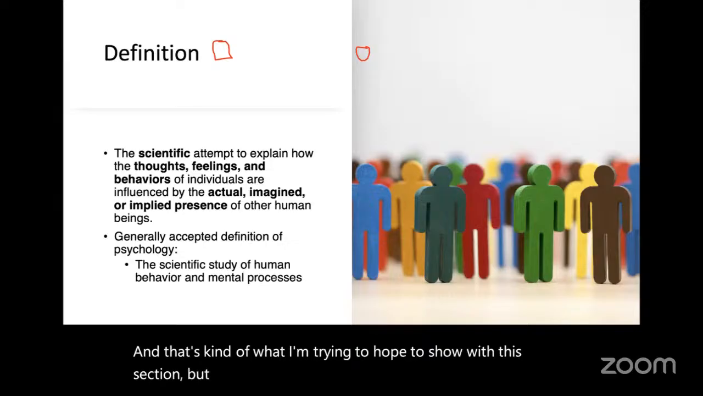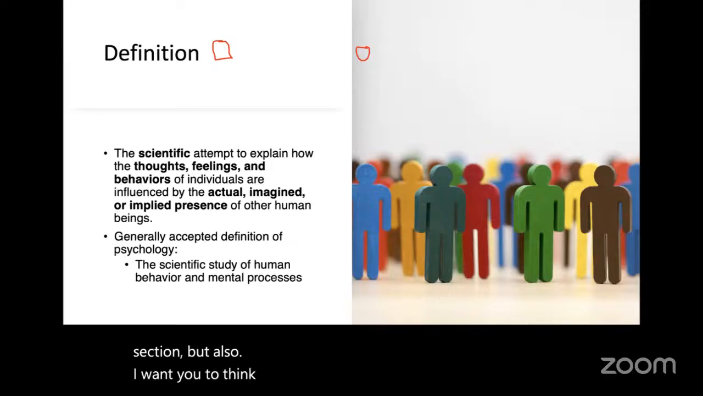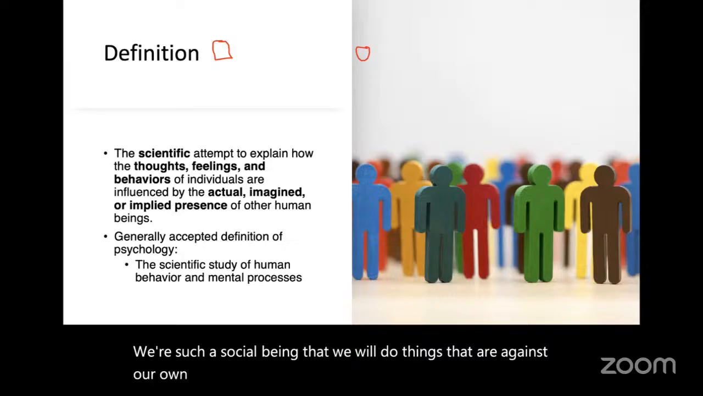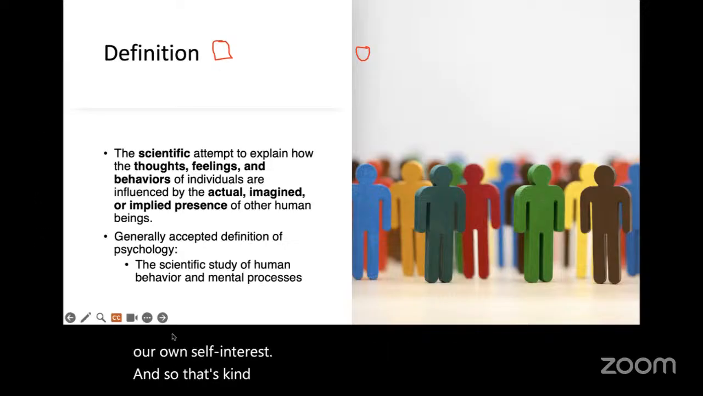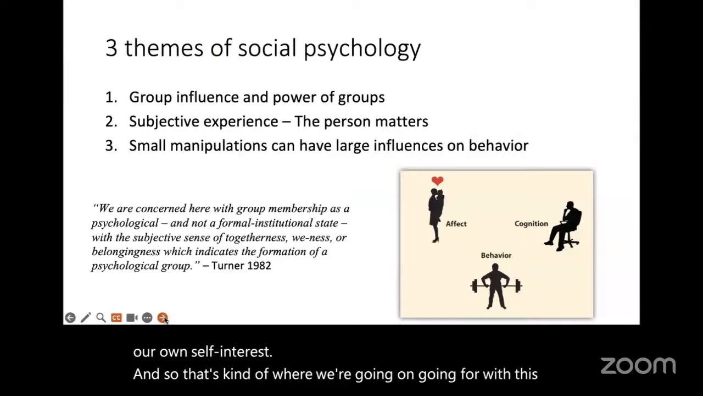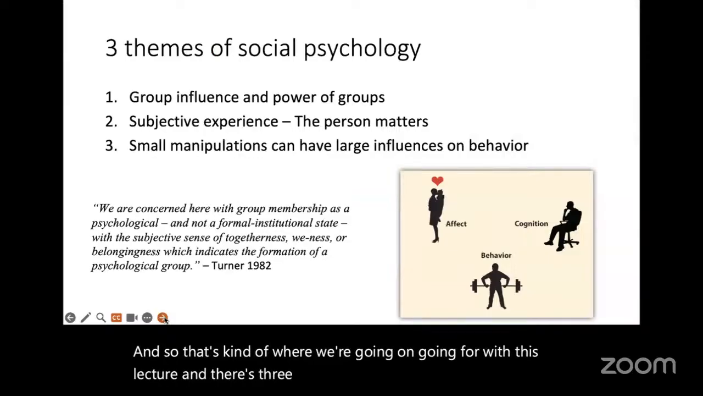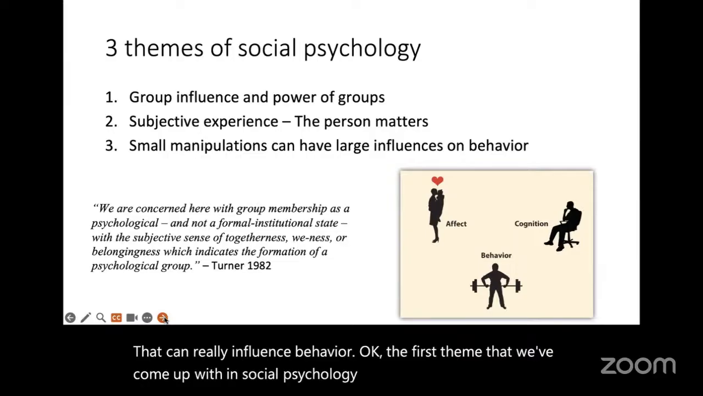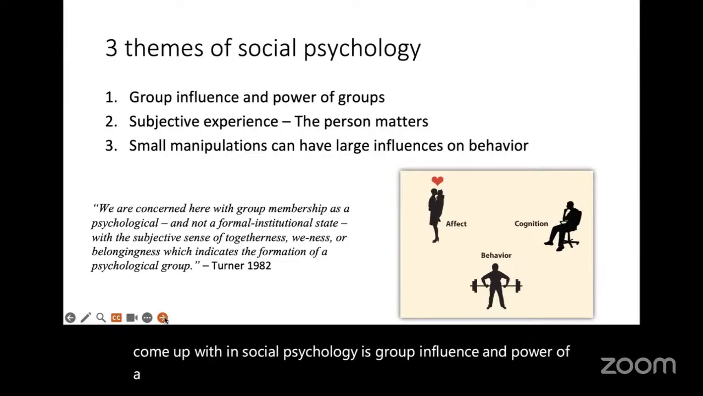But also, I want you to think about, again, we're such a social being that we will do things that are against our own self-interest. And so that's where we're going with this lecture. There are three themes that we should note that can really influence behavior. Okay. The first theme that we've come up with in social psychology is group influence, and the power of a group matters.